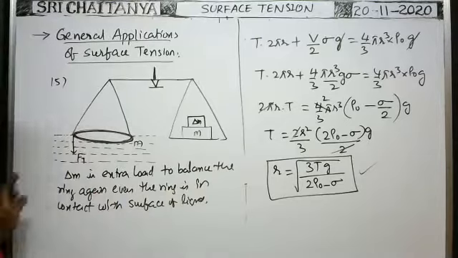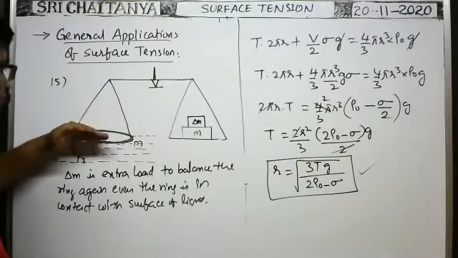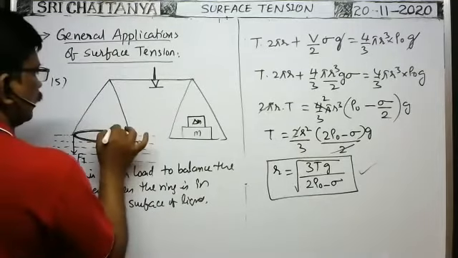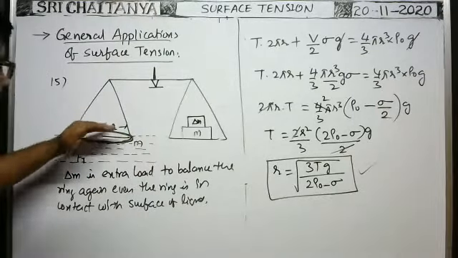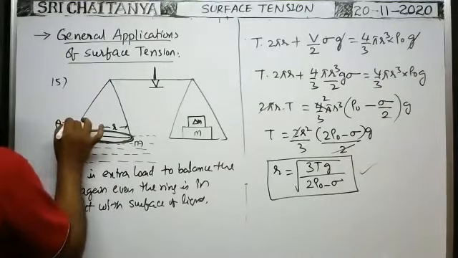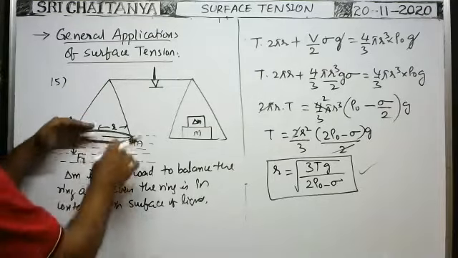Whenever the ring is put in contact with the surface of the liquid, the force due to surface tension acts on the ring in the downwards direction. Suppose the radius of the ring is r. Suppose the angle of contact theta is equal to 0 degree. Then force due to surface tension acts on the ring downwards, due to which the ring comes down.